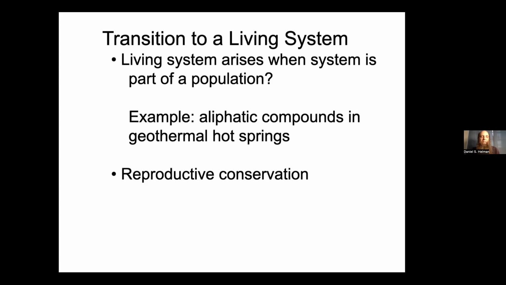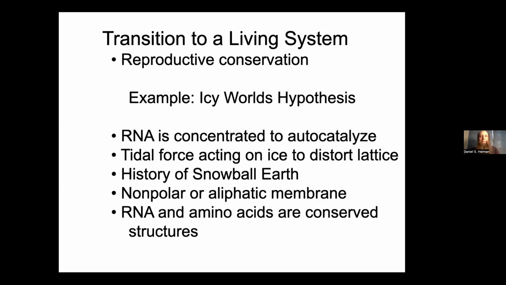Next slide, please. And I want to talk a little bit also about the icy worlds hypothesis, which is not one of the more famous ones, but basically it's abiogenesis on an icy world. Some of the benefits of that one are that the RNA is fairly concentrated if it's not in liquid water. So it's concentrated enough to autocatalyze. Another feature of the icy worlds hypothesis that may be good is that ice can produce some electricity when there are tidal forces acting on it.